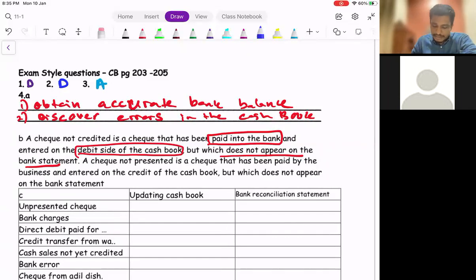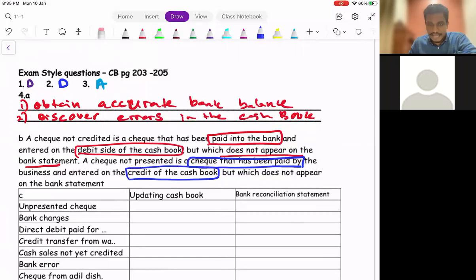Next one, check not yet presented, is the check that had been paid by the business. We already paid to them. We already paid to the trade payable and entered the credit side. When we pay, we will record in the credit side of the cash book, but it does not appear in the bank statement because the guy who received the check didn't present to the bank. Okay, are you all following me?